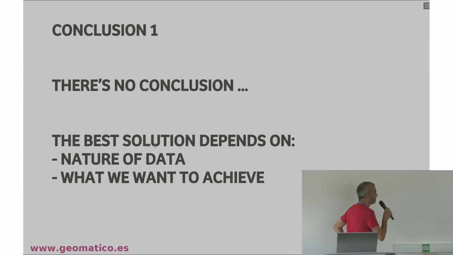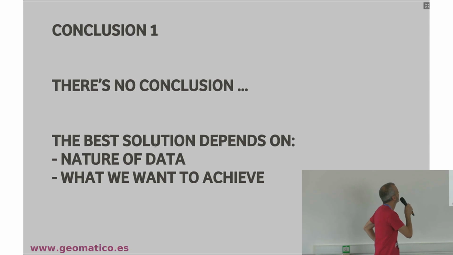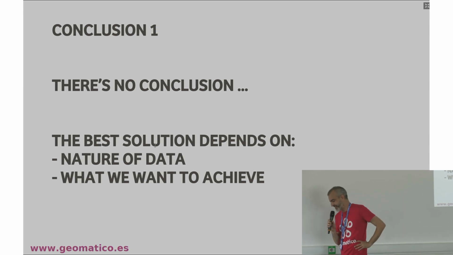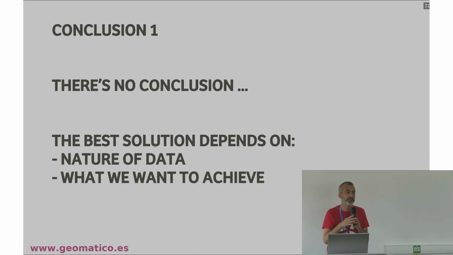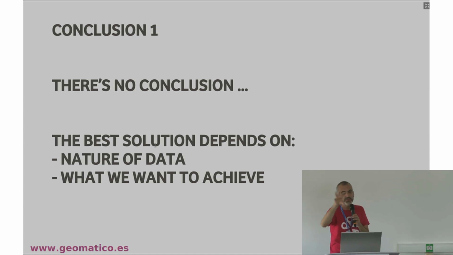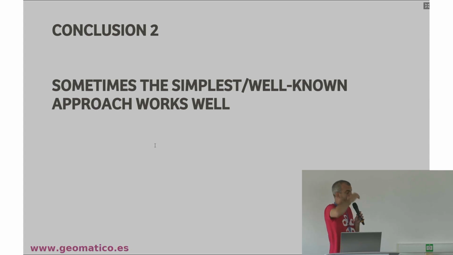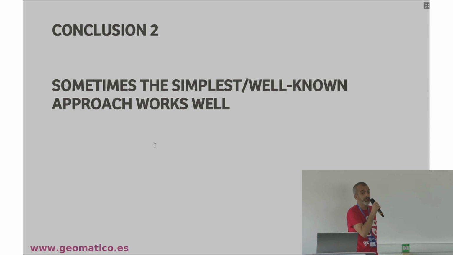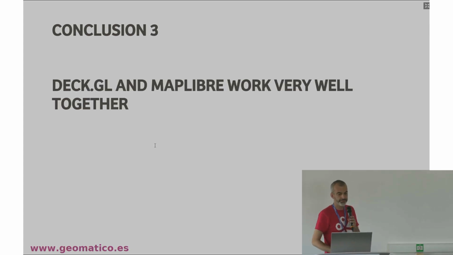Some conclusions. The first conclusion is that there's no conclusion. The best solution depends on many things. So when you have this problem, if it's a performance problem, you have to make proofs of concept with different technologies and choose the ones that suit best. And another surprising conclusion is that sometimes the simplest well-known approach works well, like GeoJSON, directly downloading the GeoJSON. Sometimes it works, and you don't have to go further.